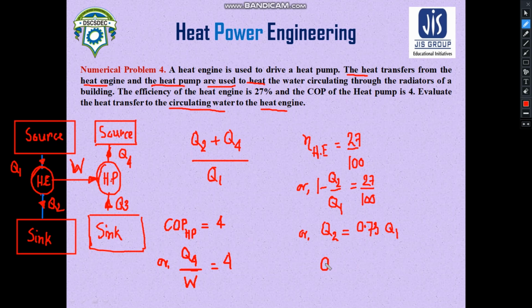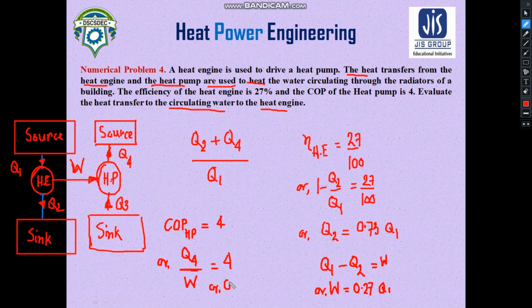Now if you do the simple calculation, Q1 minus Q2 is your W. So for the heat engine, Q1 is equal to W plus Q2, doing simple energy balance, and you can say that Q1 minus Q2 will be equal to W. Now what is this Q2? 0.73 Q1. So you can very easily write that W is Q1 minus 0.73 Q1. So it will be simply 0.27 Q1. Okay, very easy to understand this thing.